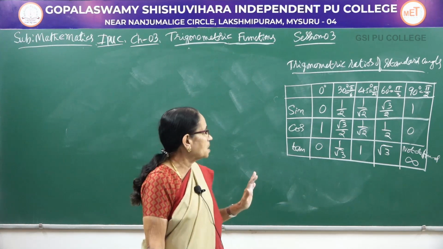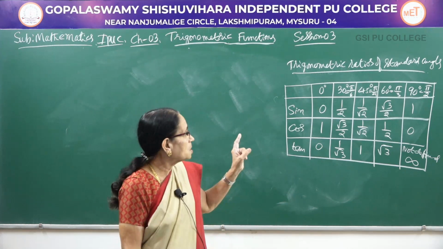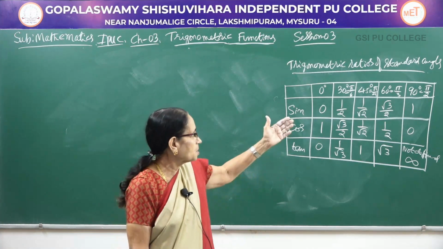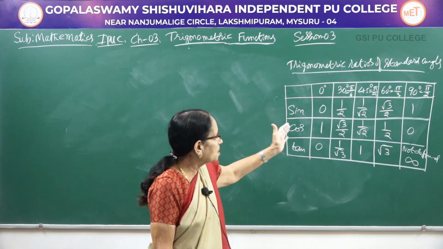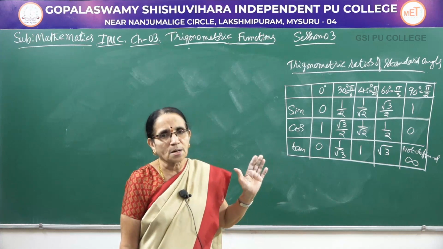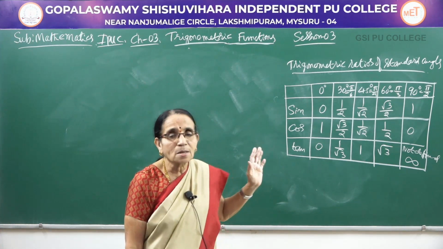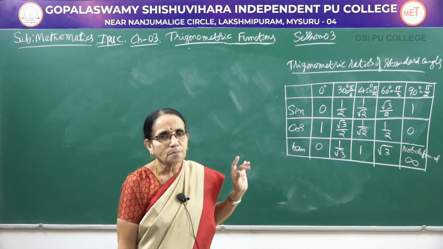So these are called the standard values. Observe, I have taken the angles, all of them acute, 0 to 90. Of course, 90 is a right angle. So I have taken the angles in the first quadrant, 0 to 90. These are called the standard values. And again, these are very important.